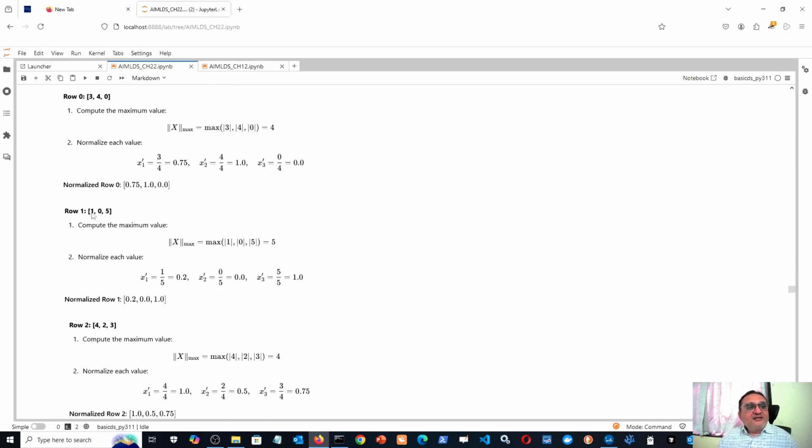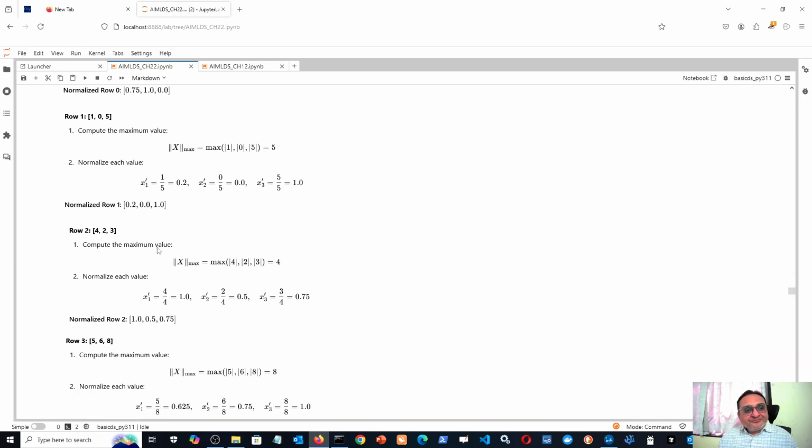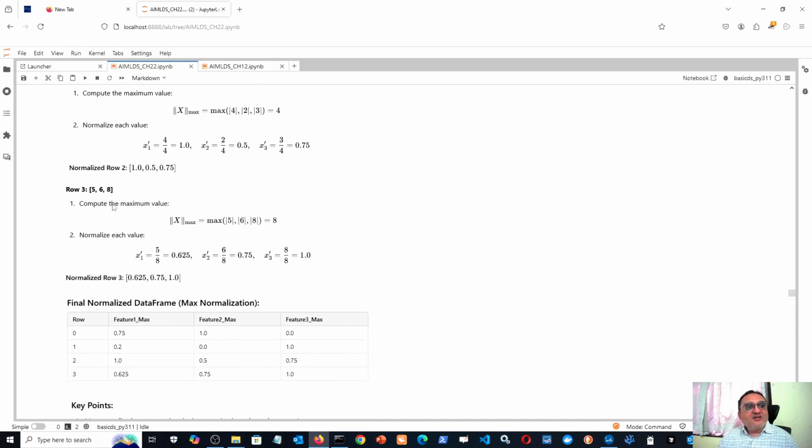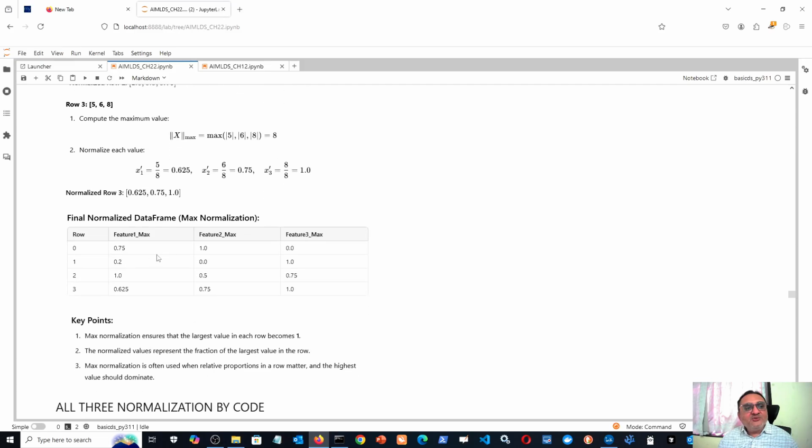Similarly, here for 105, the largest value is 5. So divide everything by 5. And therefore 1 by 5, 0 by 5, and 5 by 5. So this will be the normalized value of this row. And similarly, second row, third row, you can calculate each row's normalized value by this kind of calculation.